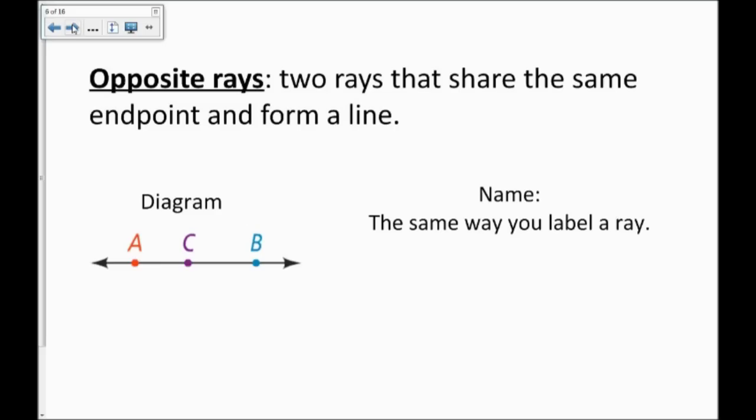Opposite rays are 2 rays that share the same endpoint and are going in opposite directions, so they form a line.